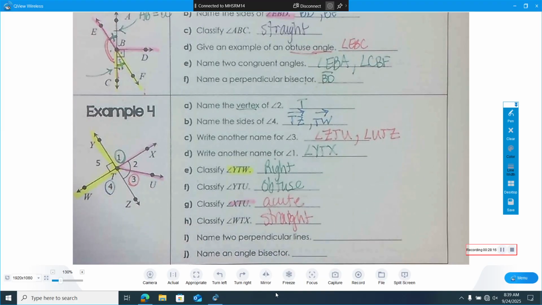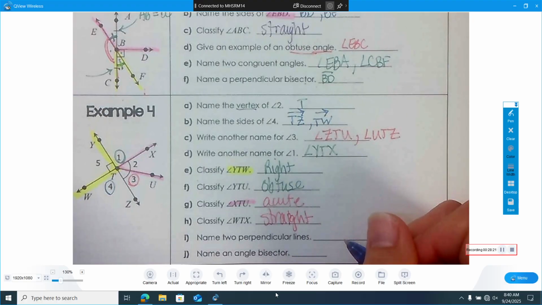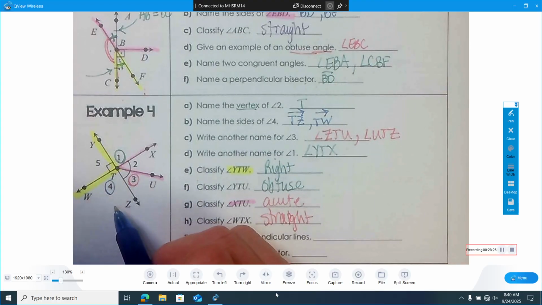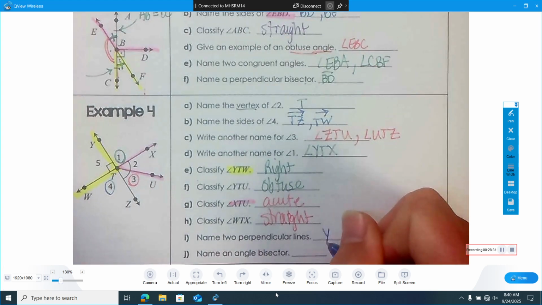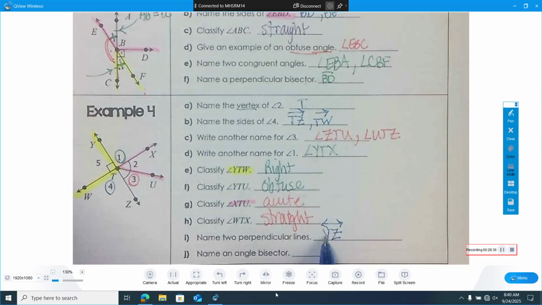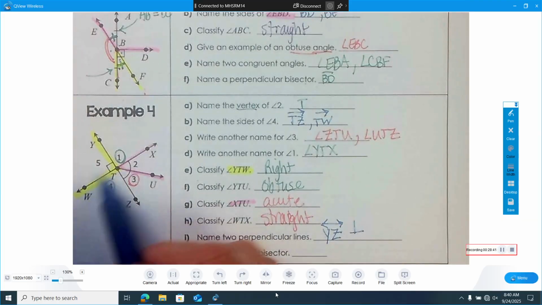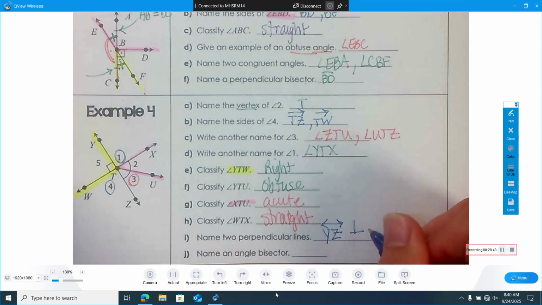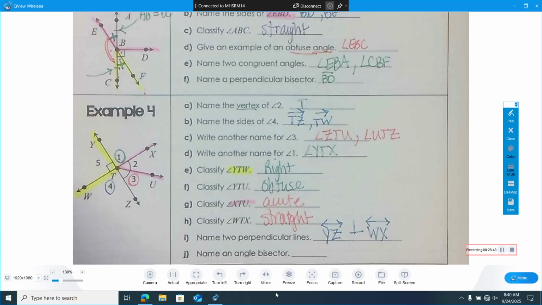Name two perpendicular lines. Okay, yeah, line YZ, or YT is another name for that. So line YZ or YT is perpendicular to WX or WT. WX or WT would work as well. So, very good.